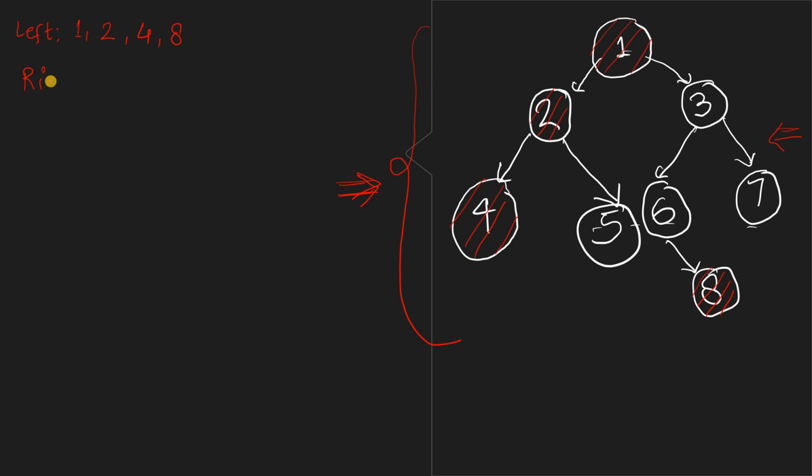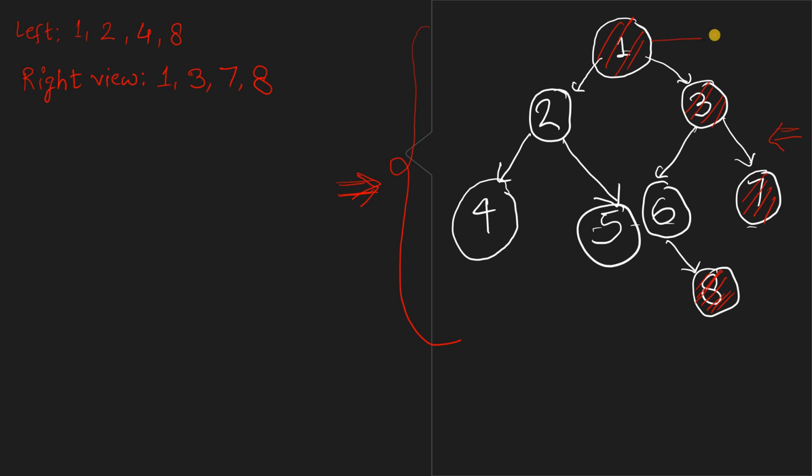What will be our right view? Right view will be if we see from this side. So let me just erase. Okay, so what will be the right view? We will be able to see this, this, this, and this, right? So the right view of the binary tree will be 1, 3, 7, and 8.